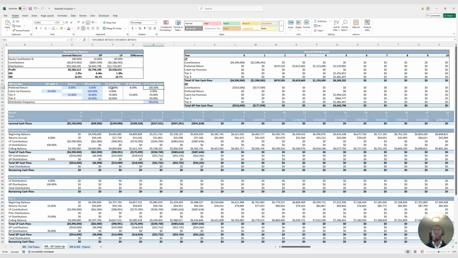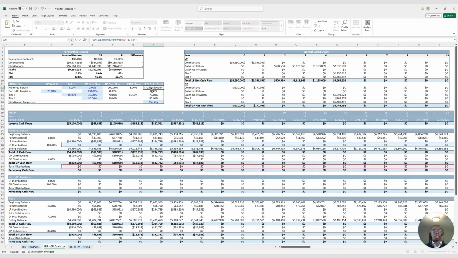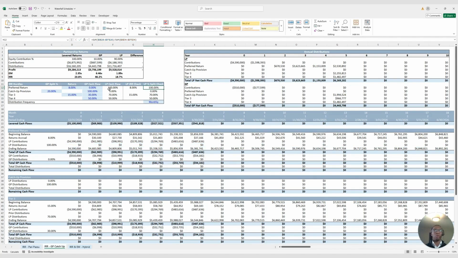And then finally, we have an LP percentage split check, and this is making sure that the LP cash flow here, which is set to be 100%, based on the 0% GP cash flow, is actually the case. And we see that is the case, so we know that that hurdle is working correctly.